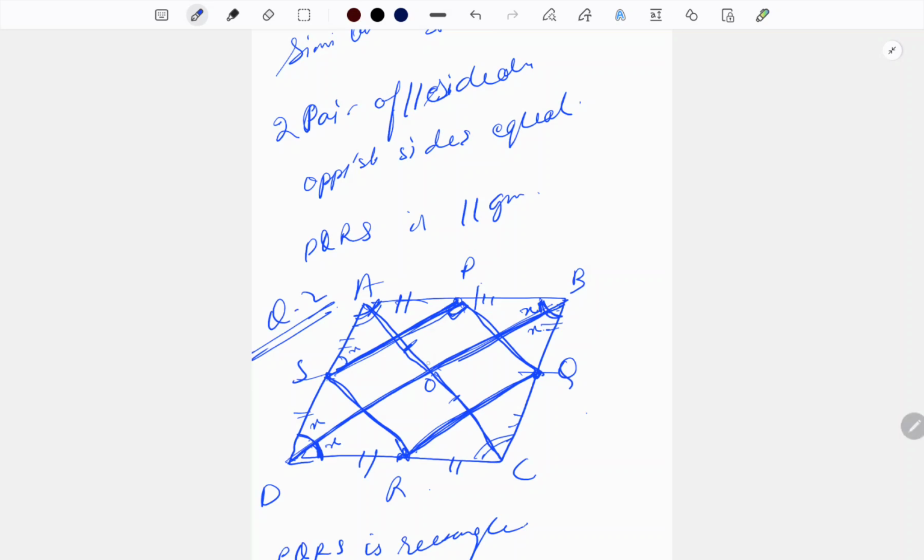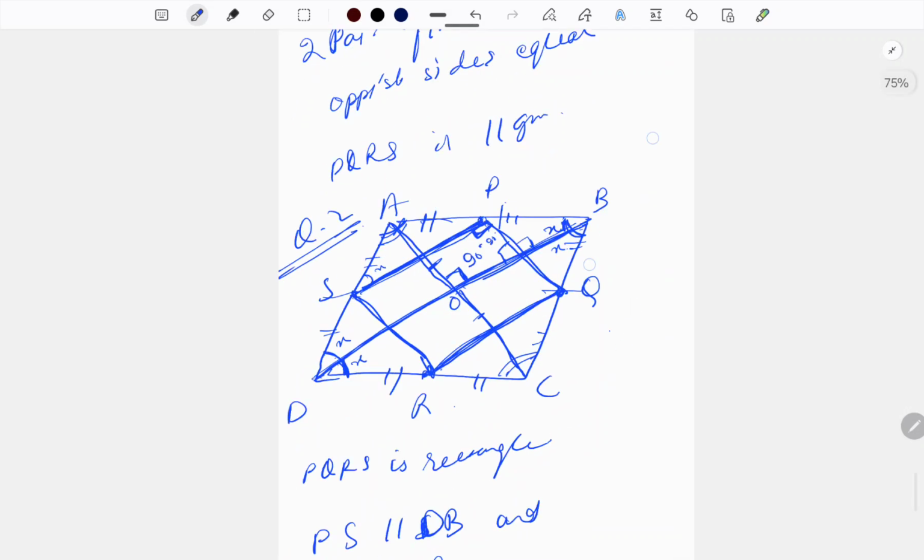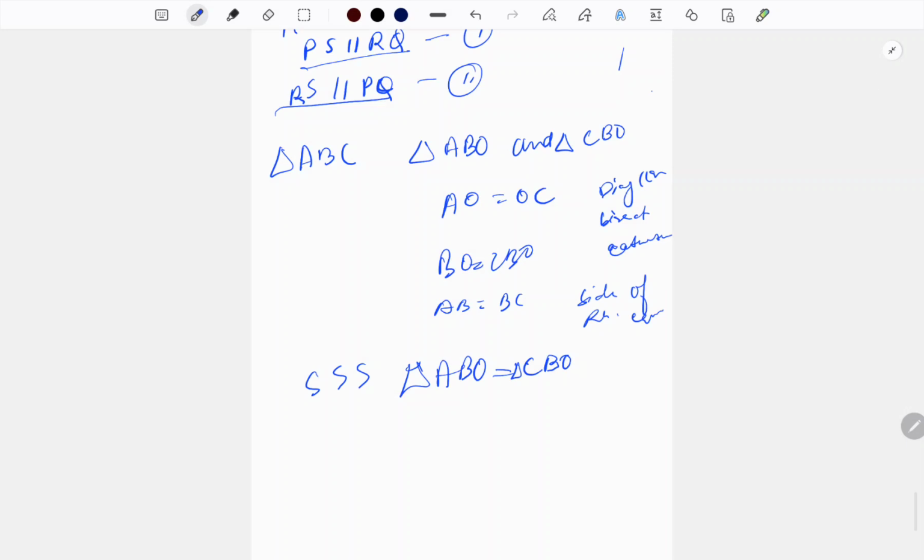from here, if this is bisected at 90 degree, this we already know. Now this is parallel to this, so this will also be 90 degree, this is also 90 degree, and this is parallel, so this also automatically comes 90 degree, and hence proved. It is known that diagonals of a rhombus bisect each other at 90 degree.